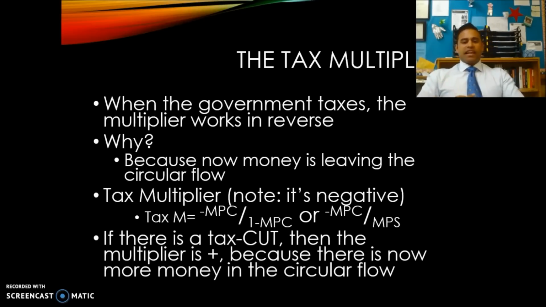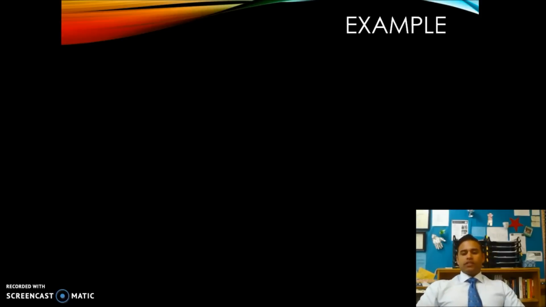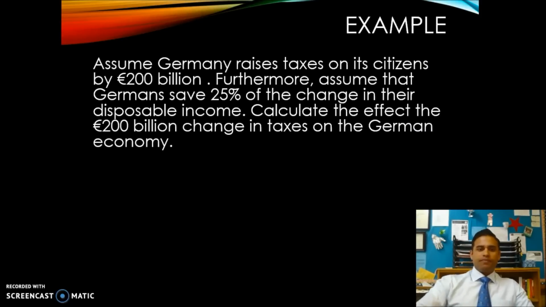So if there is a tax cut, then the multiplier is positive because now there is more money in the circular flow. So it would be positive marginal propensity to consume over marginal propensity to save. Okay, so let's do an example of a tax question.